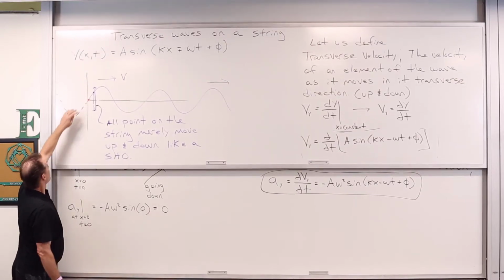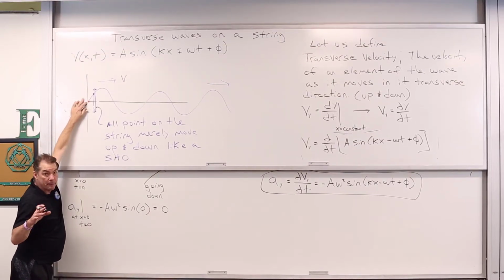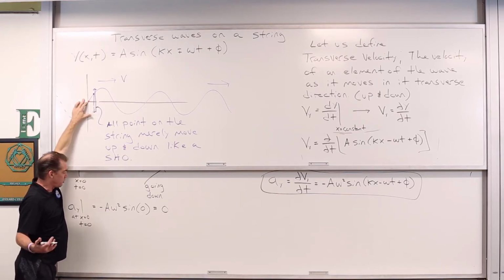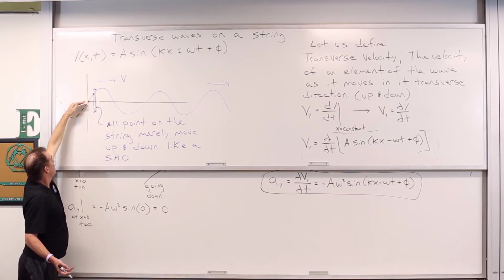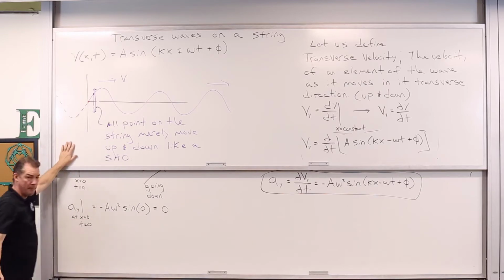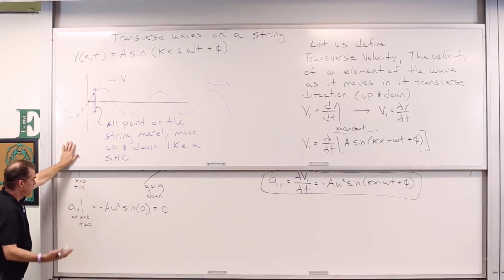Well, as it's going through this equilibrium position, what do we have? There's no restoring force acting on it, just like a simple harmonic oscillator, right? That's where the acceleration is 0. It's when it's furthest away where the acceleration is a maximum. So there we go. We've got it.